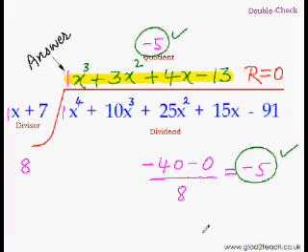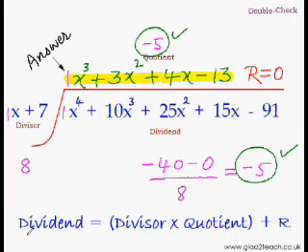I will just put here the mathematical formula for you, which gives the relationship between all these parts. Dividend equals divisor times quotient plus remainder. So when this plus remainder comes over to this side, then obviously it will become minus remainder. That is, remainder is going to get subtracted from the dividend.